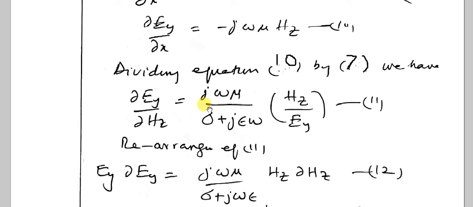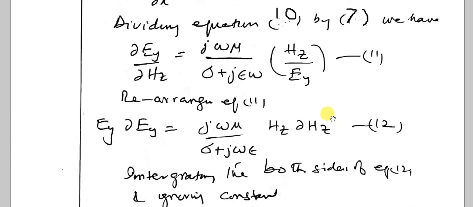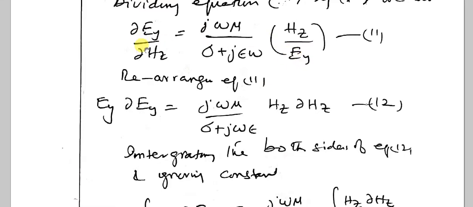So we are left with equation number 11, which is delta Ey by delta Hz equal to j omega mu divided by sigma plus j omega epsilon, times Hz over Ey. This is equation number 11. Rearranging this equation further, taking Ey on one side and Hz on the other side, Ey delta Ey is equal to j omega mu over sigma plus j omega epsilon, times Hz delta Hz, equation number 12.